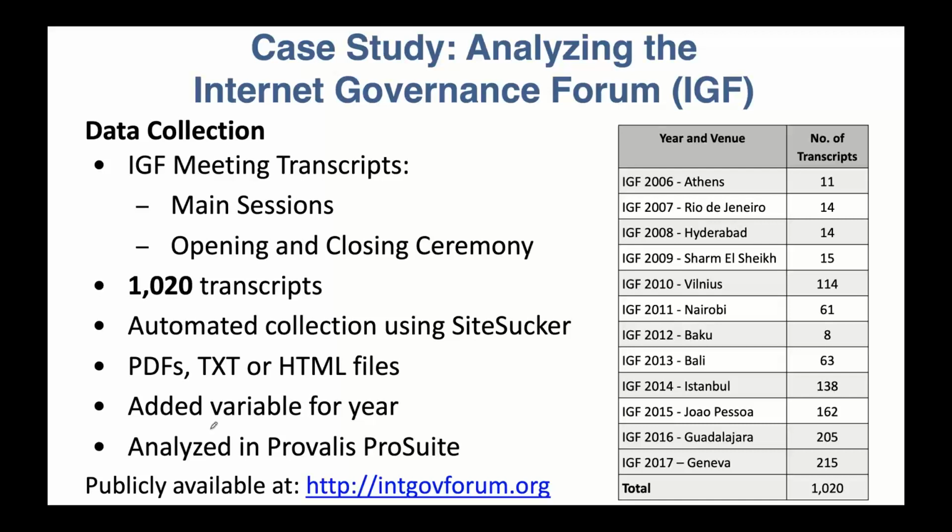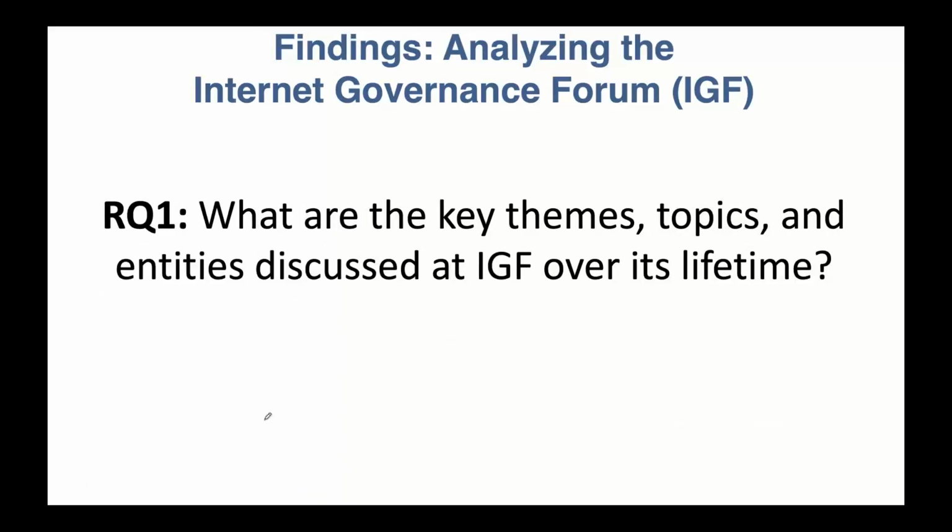It brought down the data in 3 different formats: PDFs, text files, and HTML files. I added a variable for year and country, so you can look across the year and the country and analyze them in the Provalis Pro Suite. This data is all publicly available, so you could go back and redo it. Let's go through the exploratory questions pretty quickly here.